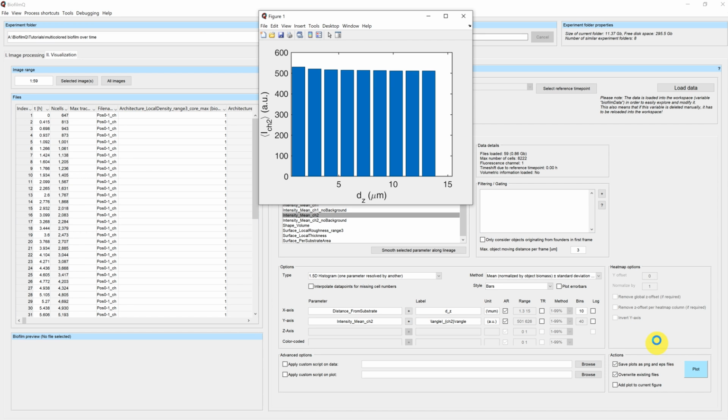We plot this again, and you can see that even when I go higher into the biofilm, the intensity does not decrease a lot. So in this case, there is no imaging artifact due to imaging in too high Z slices, for example. This is something that you could identify with a method like that.